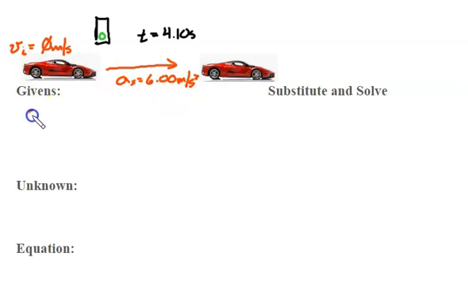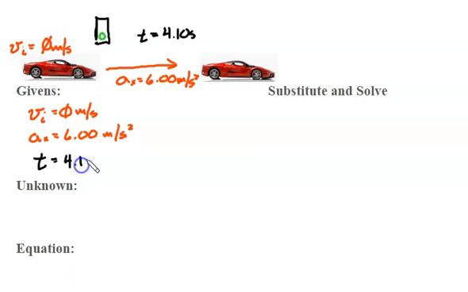So the first thing we know is velocity initial equals 0 meters per second. Acceleration in the x equals 6.00 meters per second squared, and that time is 4.10 seconds. The thing that I want to know is how far he traveled, so that's a displacement, in this case in the x-axis. And that's going to be question mark, but that's going to be in meters.